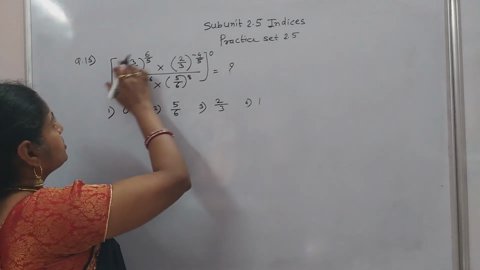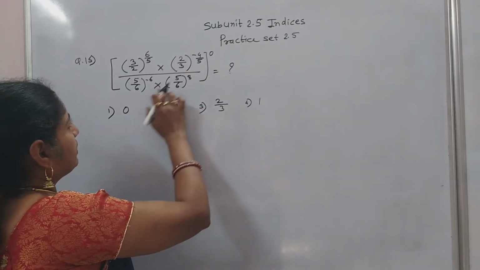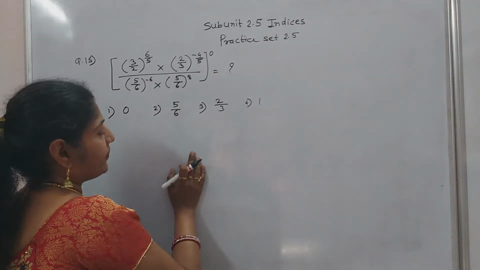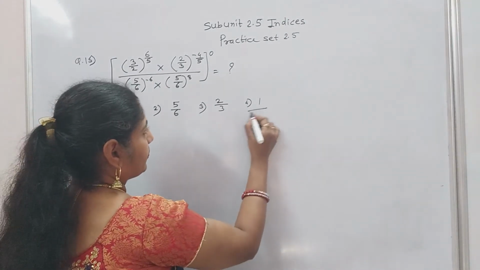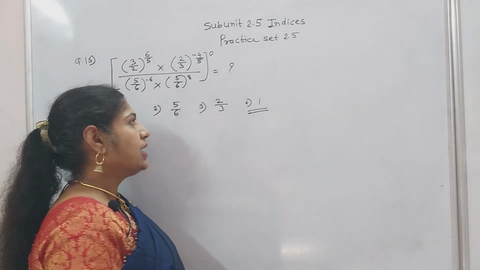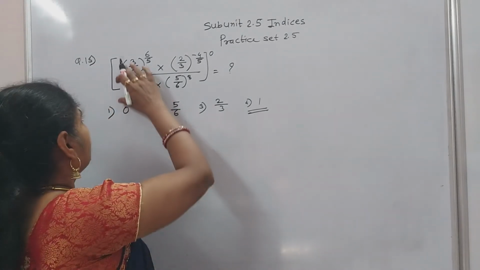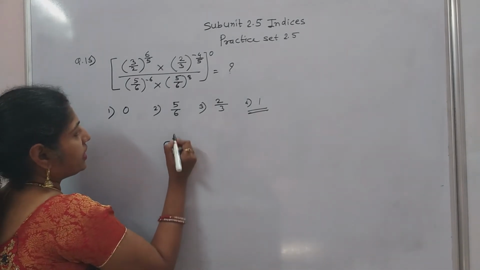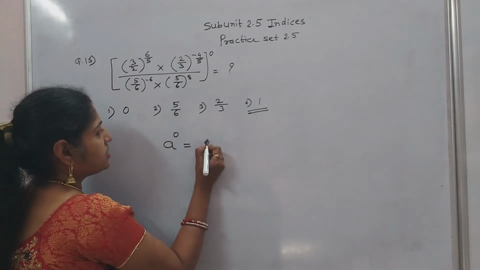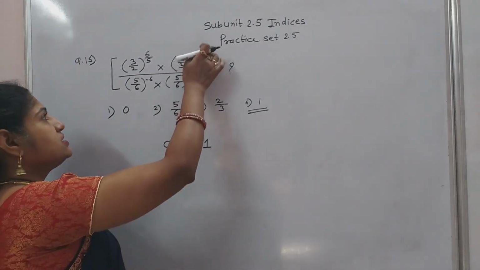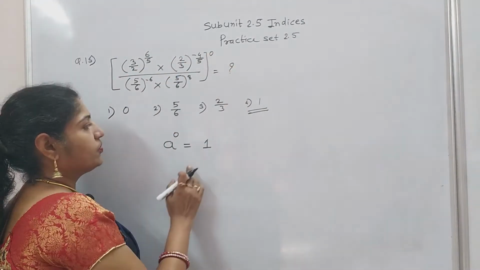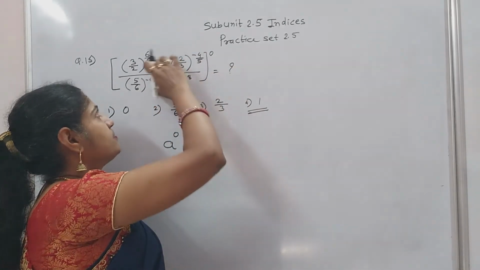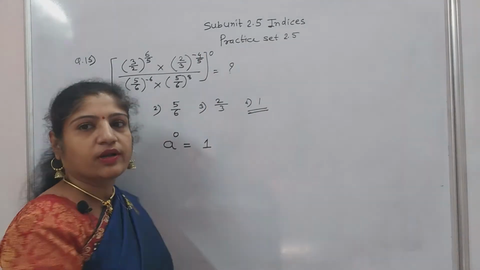Question number 15. Observe the bracket having the index 0 and we have to find the value of this bracket. Answer is 1. How can I calculate the answer 1? This is the big bracket, but I said that answer is 1 because any number having the index 0, answer is 1. So a raised to 0 equal to 1. So this bracket raised to 0 equal to 1.